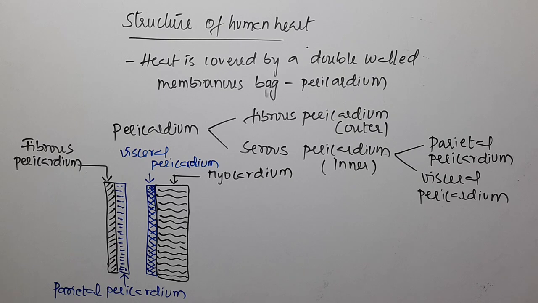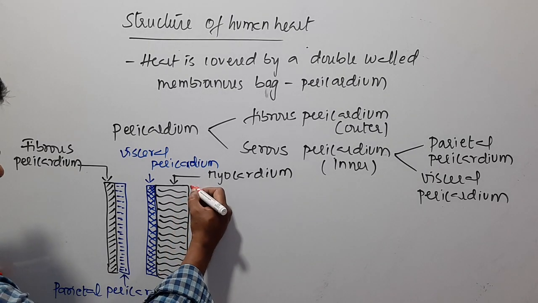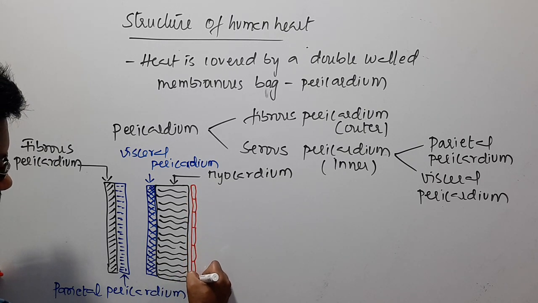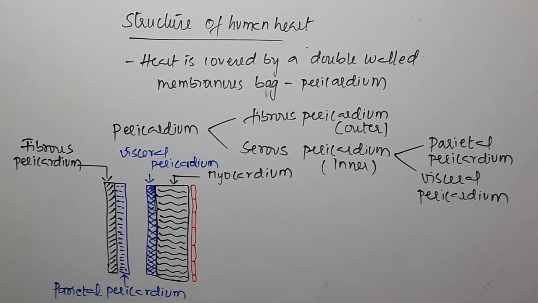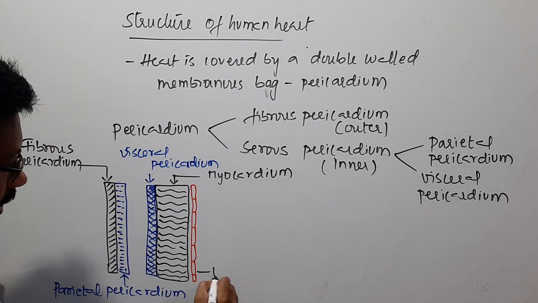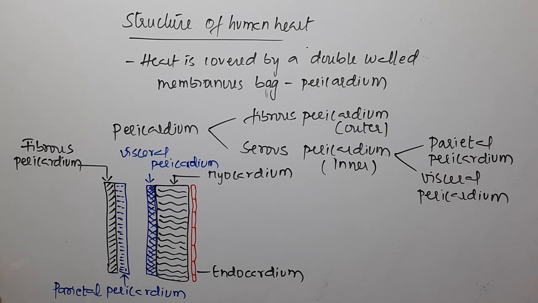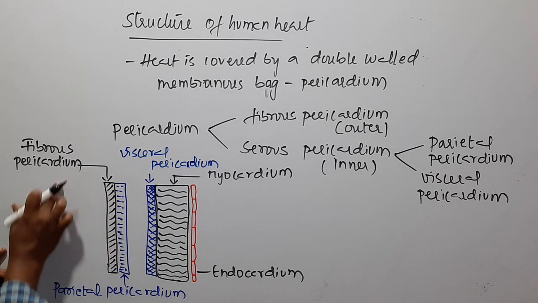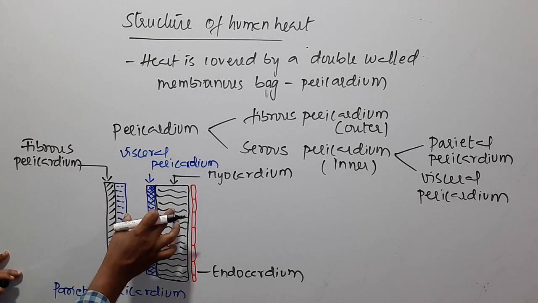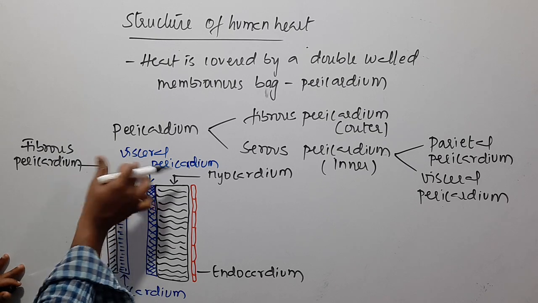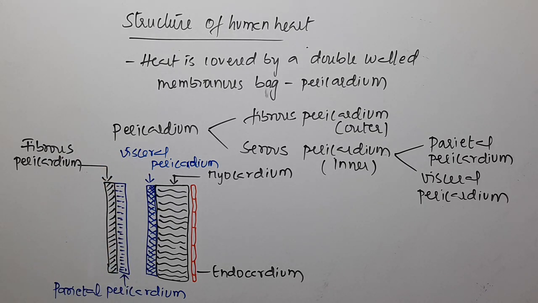right? And one more, we have an innermost layer, and this is the endocardium. Okay, so here this parietal pericardium is in close contact with the fibrous pericardium. The visceral pericardium is in contact with the myocardium, and you will find a space between the visceral and parietal pericardium. This we call the pericardial cavity.